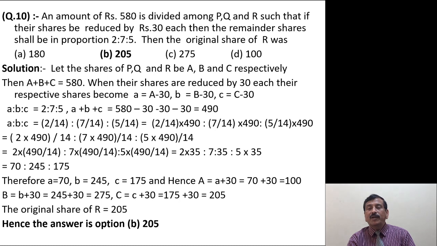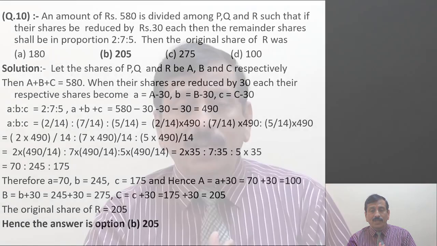Last, an amount of rupees 580 is divided among P, Q, R such that if their shares are reduced by 30 each, then the remainder shares will be in the proportion 2:7:5. It's like the earlier problem which we tackled. Let the shares of P, Q, R be A, B, C respectively. So A plus B plus C is 580. And when their shares are reduced by 30, 30, 30, we'll have A minus 30, B minus 30, C minus 30 correspondingly as small a, b, c. We shuffle it, simplify it, and we get the answer. The answer is 205. So we come to the end of the analysis of all the 10 questions.